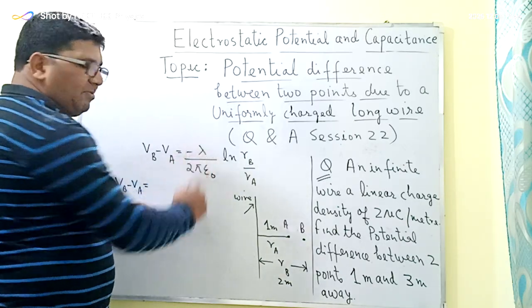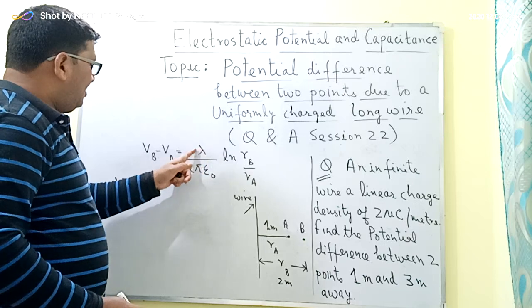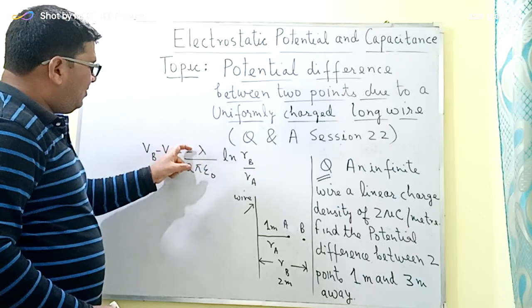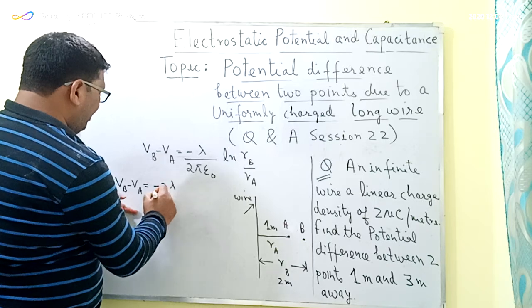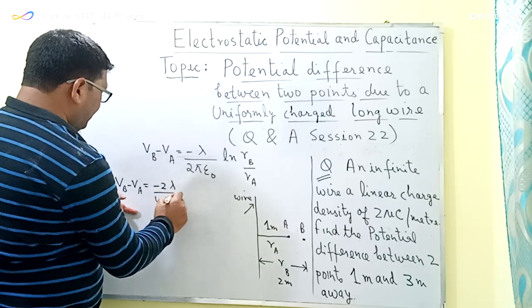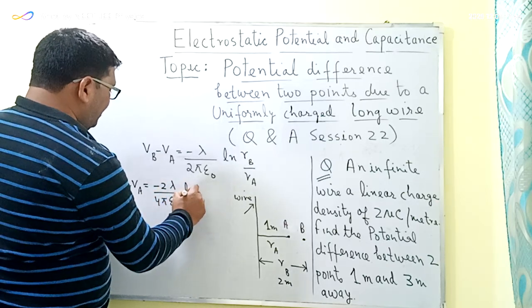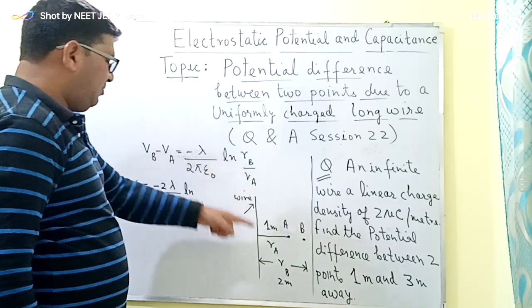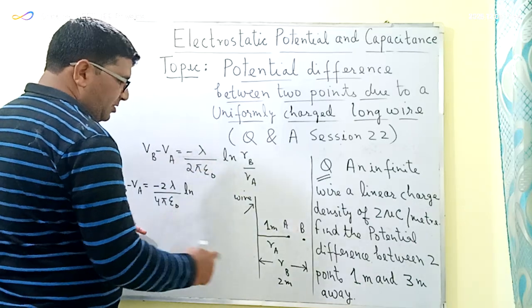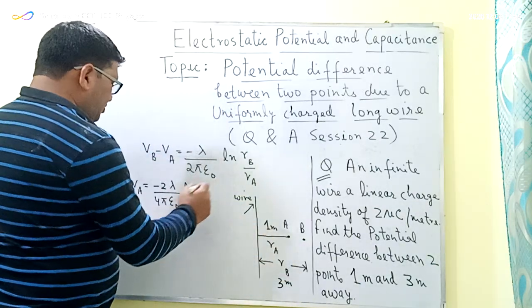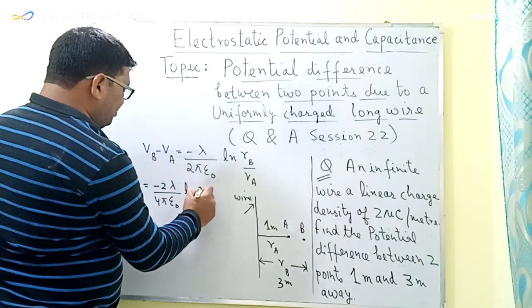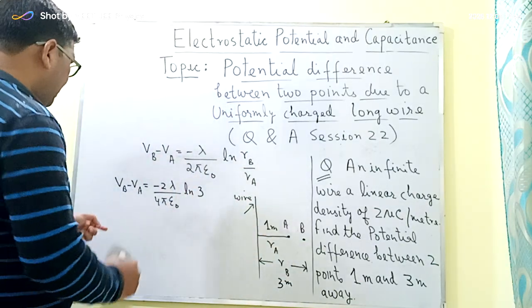So what I will do is that I will multiply this value by 2 in the numerator and the denominator. So I will be getting minus 2 lambda divided by 4 pi epsilon naught and the natural logarithm of RB, sorry, this is not 2 meter, this is 3 meter. So this will be equal to 3 by 1. So this will be the natural logarithm of 3.